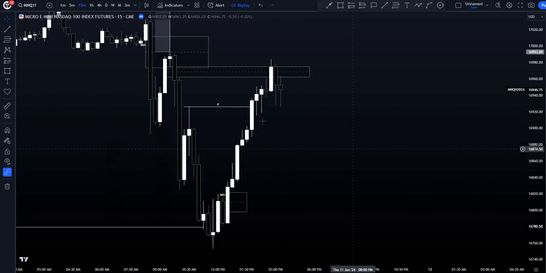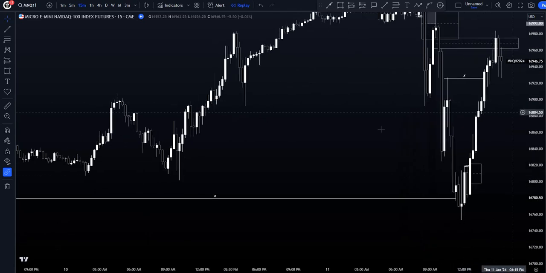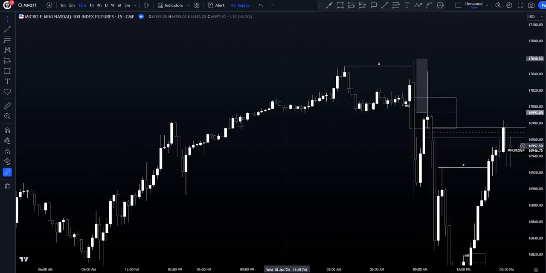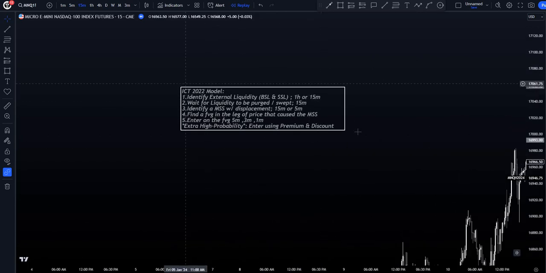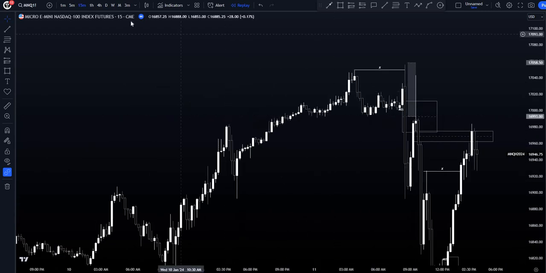And this is not the 2022 model, this is a whole different model, but what we're paying attention to is the 2022 model. So again, this is the 2022 model. Identifying external liquidity, buy side liquidity and sell side on the 1 hour, the 15 minute, waiting for liquidity to be purged on the 15 minute, which is a liquidity sweep, identifying a market structure shift with displacement on the 15 minute or the 5 minute, and then finding a fair value gap in the leg of price that caused the market structure shift, and then entering on that fair value gap, which would be a 5 minute gap, 3 minute gap, or 1 minute gap, and then using premium and discount will give you extra higher probability.